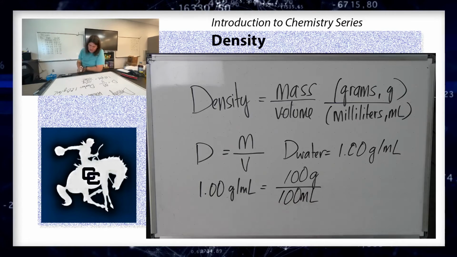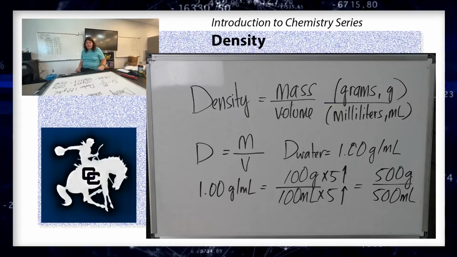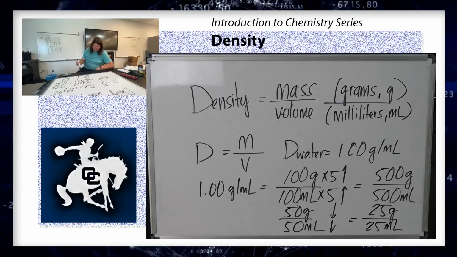You'll notice that if I go ahead and multiply this by 5 on both sides, both of them are going to go up, giving me 500 grams over 500 milliliters. This is what's commonly referred to as a direct relationship. One goes up, the other goes up. Likewise, if I divide by 2, I get 50 grams over 50 milliliters. Or again, if I divide by 2 one more time, I get 25 grams over 25 milliliters. Like I said, this is a direct relationship.